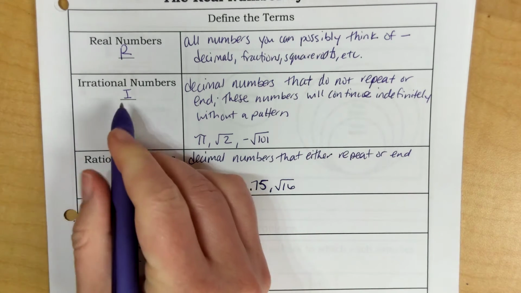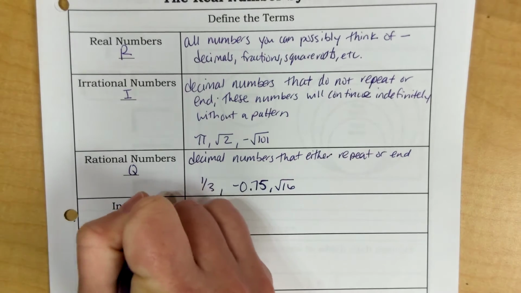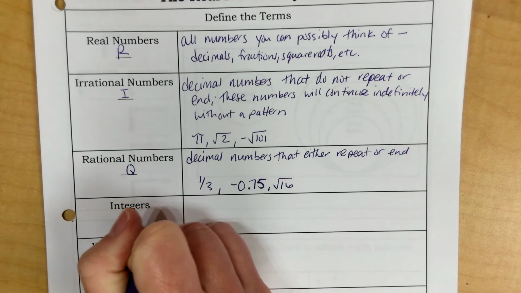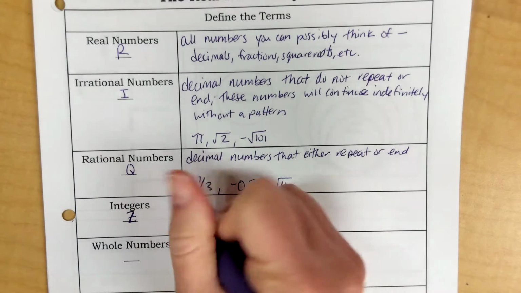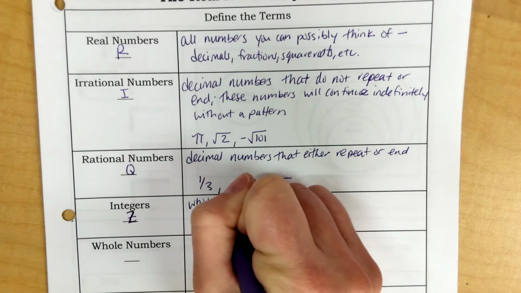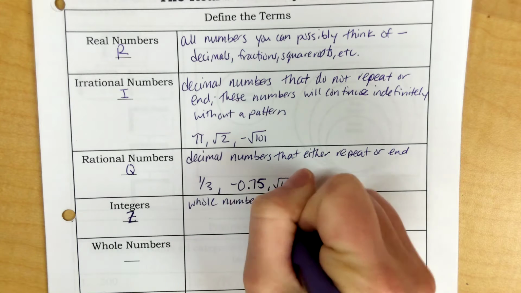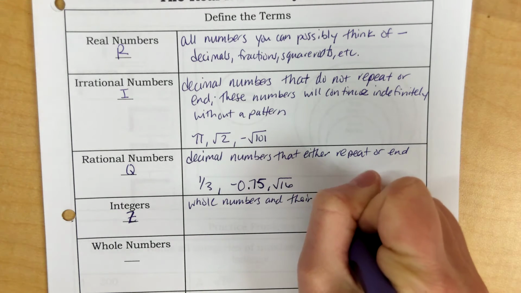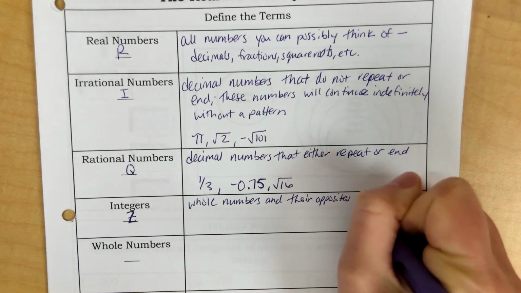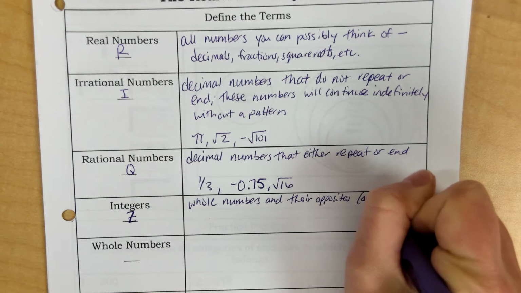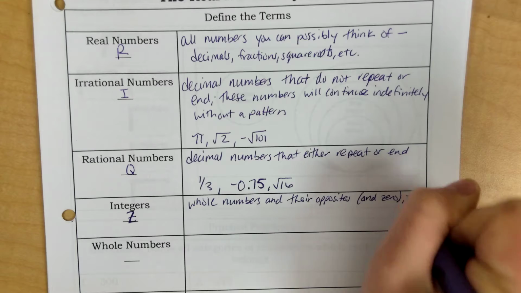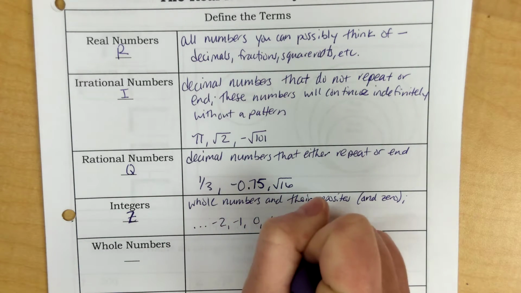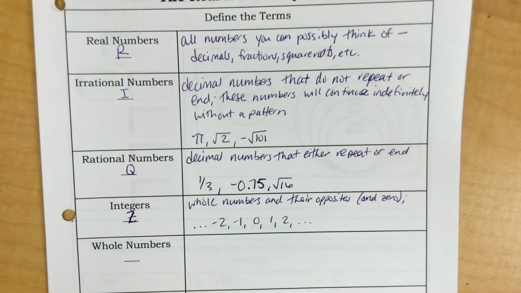Integers is the next one. We've already used a capital I as well, so our abbreviation here is a capital Z. Okay, Z is in zebra. Make sure that you got that down. These are going to be whole numbers and their opposites. And that includes 0 as well. So these are going to be -2, -1, 0, 1, 2, and so on.